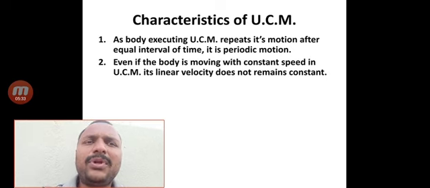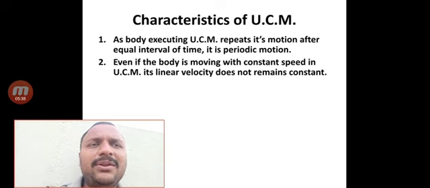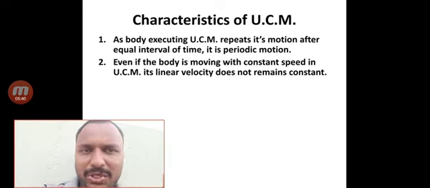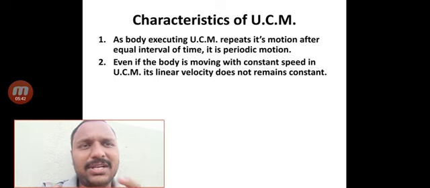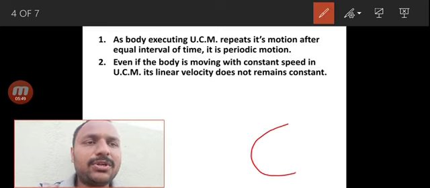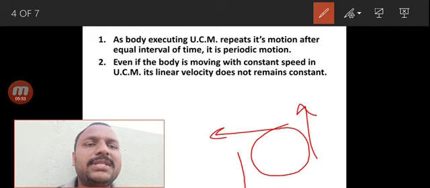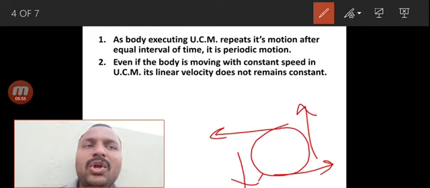Second thing is, even if the body is moving with a constant speed in a UCM, its linear velocity does not remain constant. Already here we say that in case of a UCM the direction of the particle continuously changes, therefore we say that its linear velocity can never be constant.